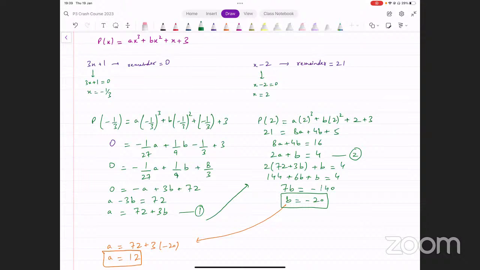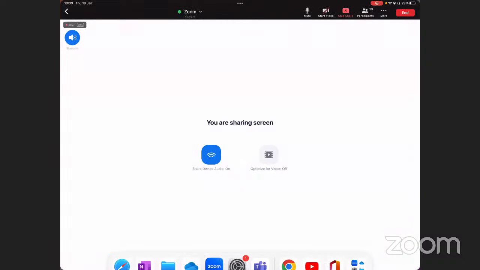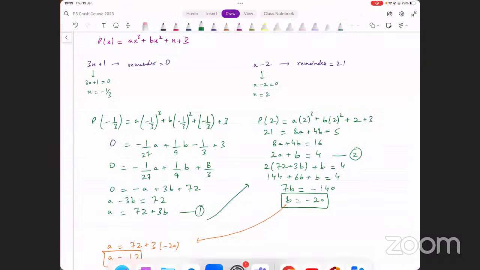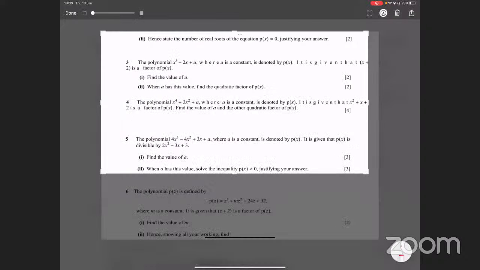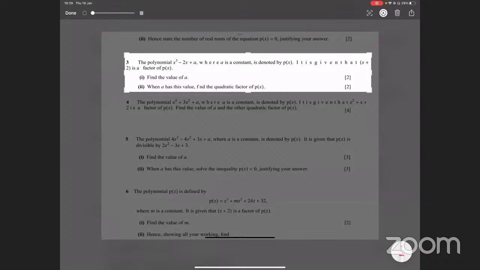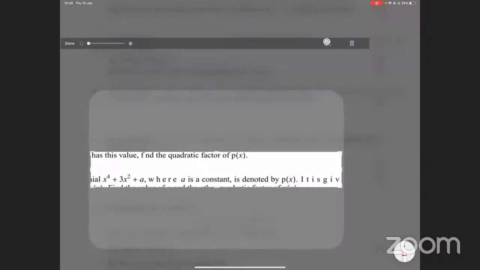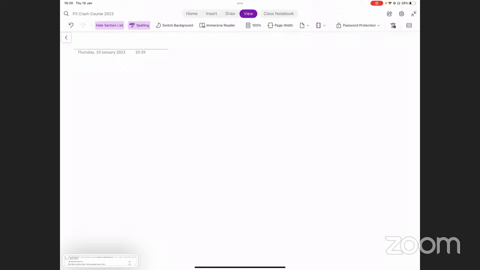Okay, let's do one more example and then we end after that. Let's try question number 3 from the worksheet. Okay, it's a small one. At least that's what the number of marks show us or hint us. Okay, question number 3.